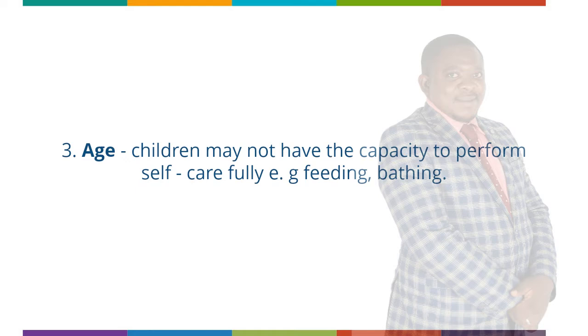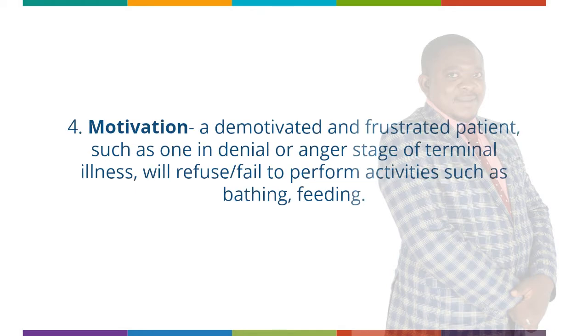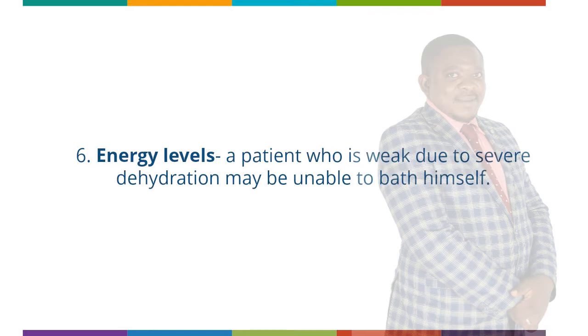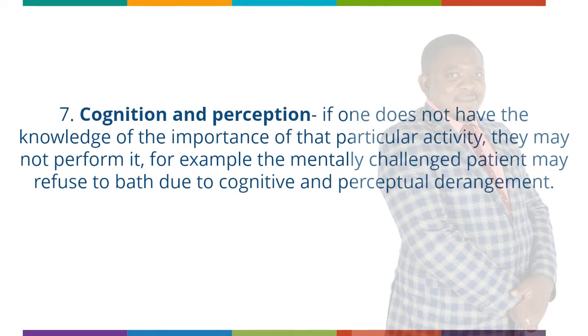3. Age. Children may not have the capacity to perform self-care fully, e.g. feeding, bathing. 4. Motivation. A demotivated and frustrated patient, such as one in the denial or anger stage of terminal illness, will fail to perform activities such as bathing, feeding. 5. Neuro-muscular function. A patient with paralysis of the limbs will fail to feed him/herself or to walk normally. 6. Energy levels. A patient who is weak due to severe dehydration may be unable to bathe himself.